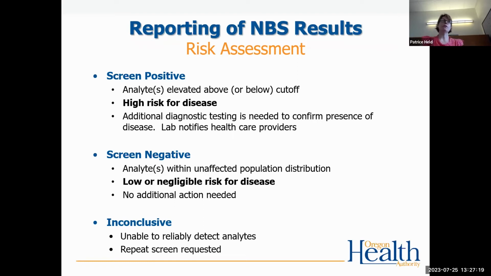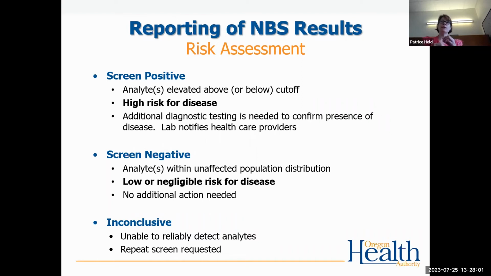So when we think about reporting our newborn screening results, we like to think about it in the context of risk assessment. We're measuring an analyte, and if that analyte of interest is elevated above or below a cutoff, we would say that the baby screens positive for the disease and is at high risk for the disease. However, additional diagnostic testing is needed to confirm the presence or the absence of the disease. And when we have a screen positive result, we notify healthcare providers to take the next appropriate steps.